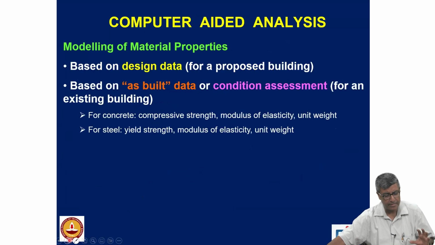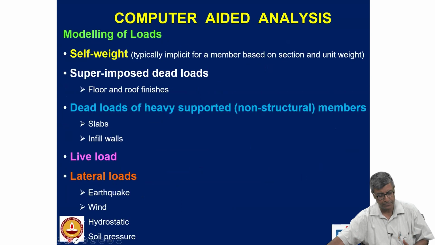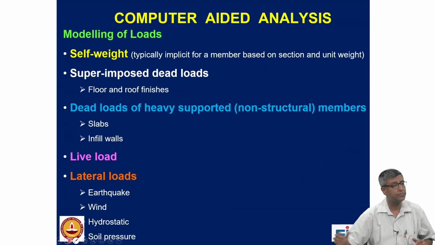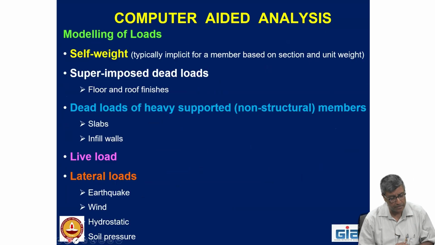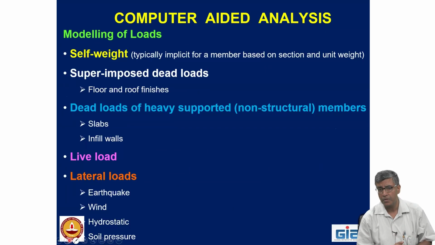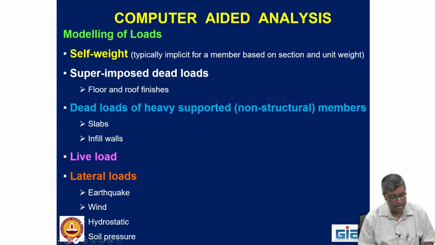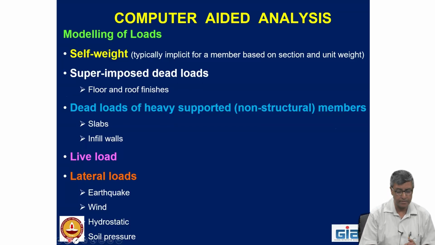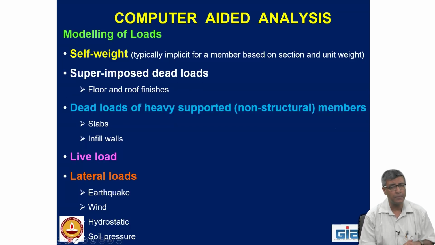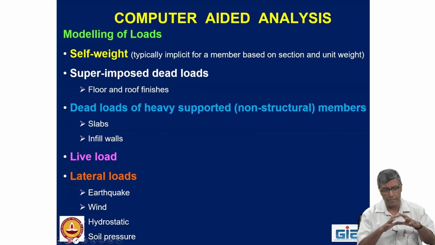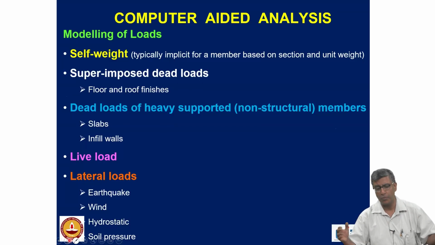Okay, I will skip this. Now, if you don't have design data for an existing building, then you have to do some condition assessment. Modeling of the loads: self-weight, typically the software considers it, it is implicit, but superimposed dead loads, whether it is a floor finish or a roof finish, you should compute that. Dead loads of heavy supported elements like slabs, typically you may not have to model the slabs, you just compute the load and transfer it to the supporting beams.